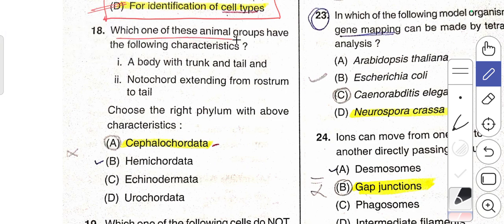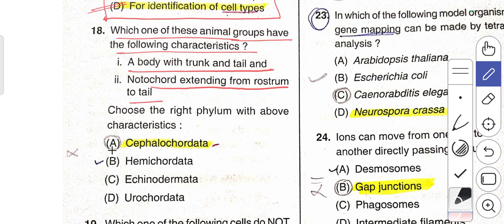Which one of these animal groups has the following characteristics? A body with a trunk and a tail and notochord extending from rostrum to tail. So this is best explained for the organism, that is cephalochordates. Cephalochordates, where you will come across a trunk and tail, and also a notochord which is extending from rostrum to tail. So A is the right answer.